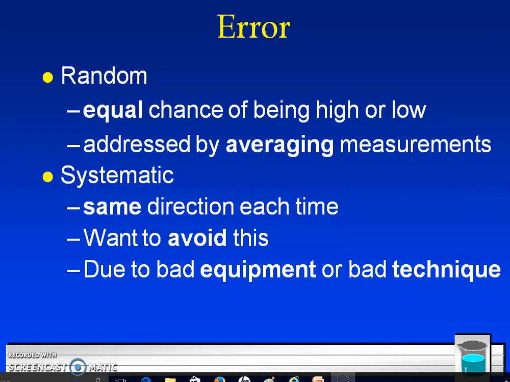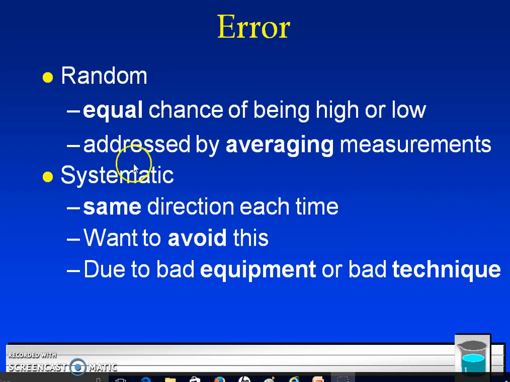So then let's talk about error. There are two kinds of error, random and systematic. So random has an equal chance of being high or low. So that's where we try to average the measurements. Where systematic means that it's the same all the time.